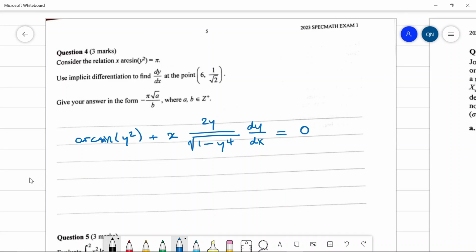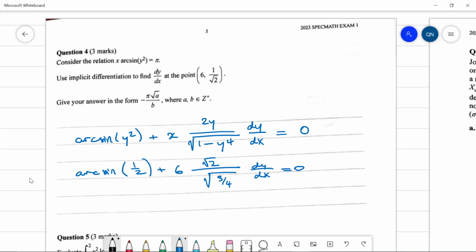So let's plug in this point here. We're going to get the arcsine of, what's y squared? It's just going to be 1/2. So arcsine of 1/2 plus x, which is 6, times 2 times 1 over root 2, which is going to be square root of 2 over here. And then we have the square root of 1 minus, what's y to the 4? Well, y squared is 1/2, so y to the 4 would just be 1/4. So we have the square root of 3/4 in there, and then we have dy/dx, and that's equal to 0.